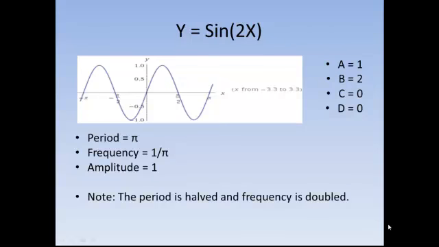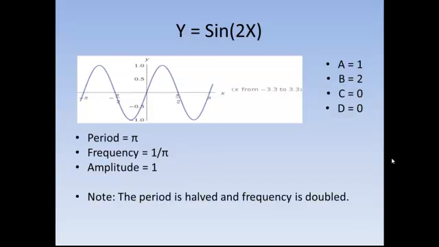Now let us have an integer coefficient of x and consider the equation y equals sin 2x. Here we can see a equals 1, b equals 2, that is the coefficient of x, and c and d both are 0 as before. So now because of b, the period is being affected, and we know the period is 2 pi by b, so usually the period is 2 pi, and 2 pi by 2 equals pi. Now the period is pi and the frequency is 1 by pi, the inverse of the period, and the amplitude is a, that is 1. So the thing to note is the period is halved and the frequency is doubled.